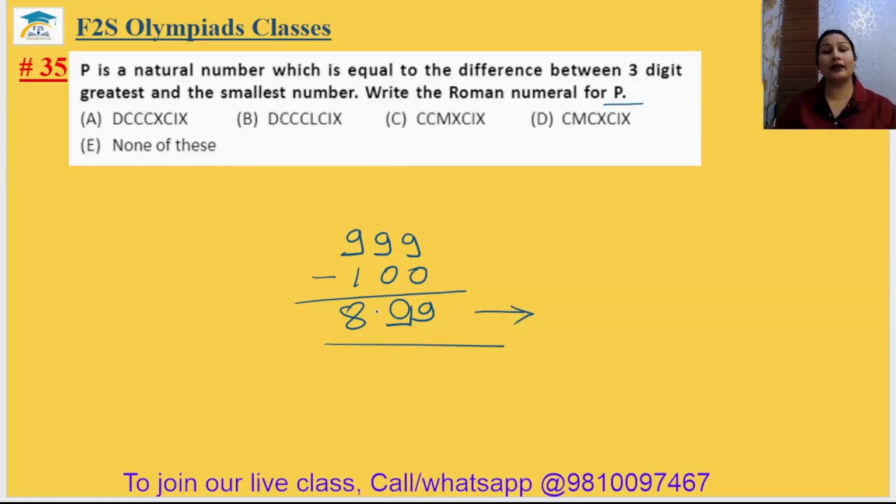So how can we write 800? 800 means 500 plus 300. So D, C, C, C. 90, how can we write? 100 minus 10. XC. 9 can be written as 10 minus 1. IX. So it is DCCC XC IX. Option A. 35th answer is option A.